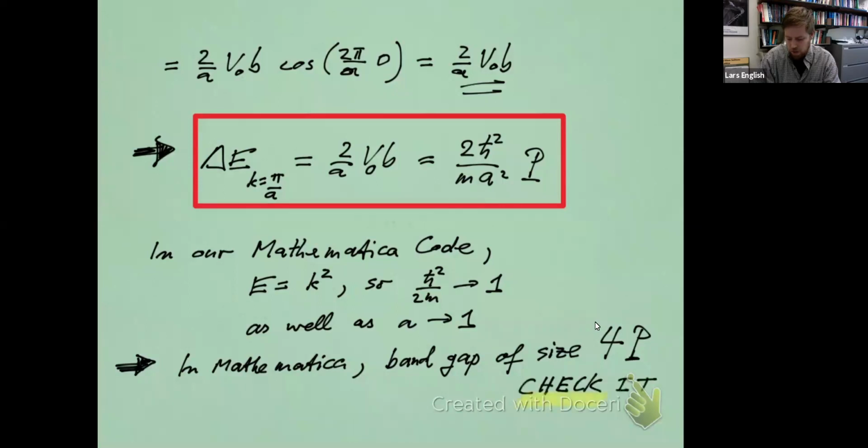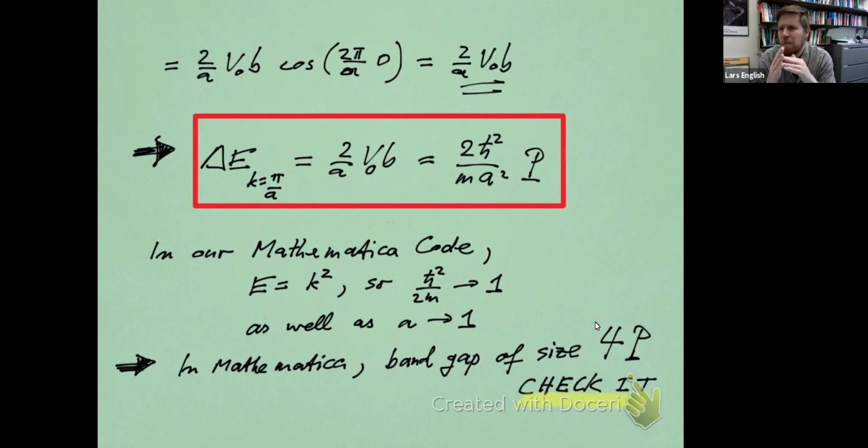And that is something that we can check. That's the prediction coming out of this analysis, that we would expect a band gap of size four times P in Mathematica. We'll just have to check, but it is nice that it's proportional to P first off, because if P is zero, we don't get any gaps. We saw that, that's just a free electron. And so that makes sense. If I plug in P equal to zero, I get zero.